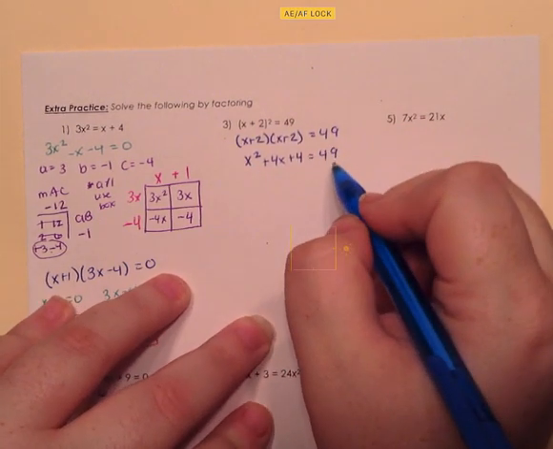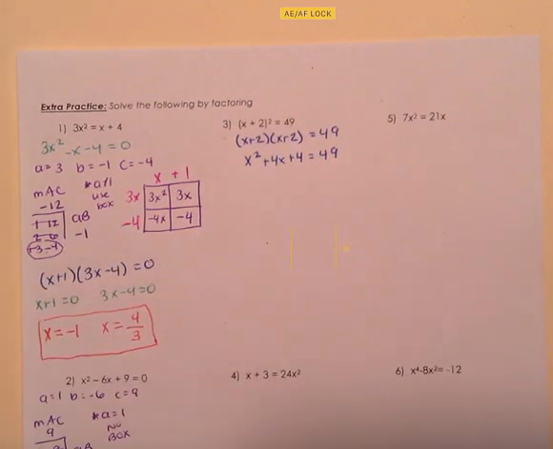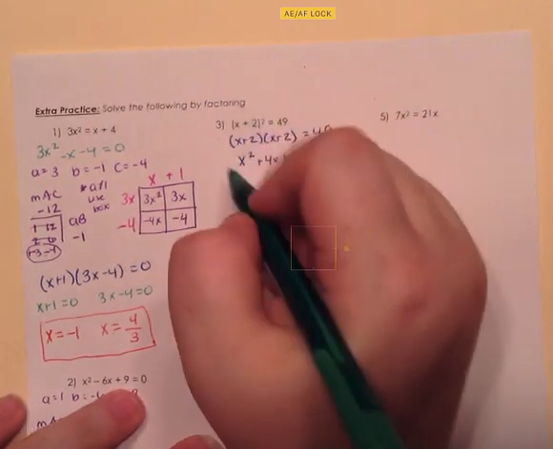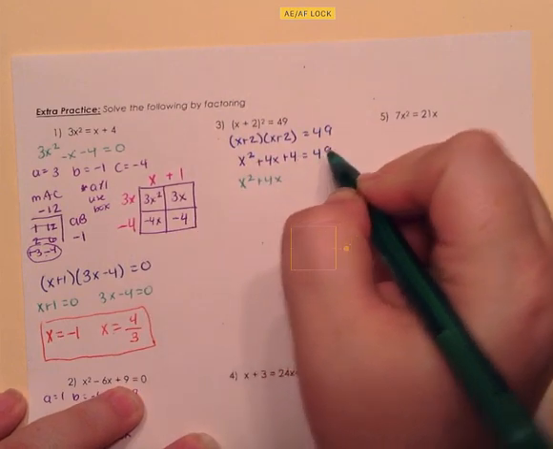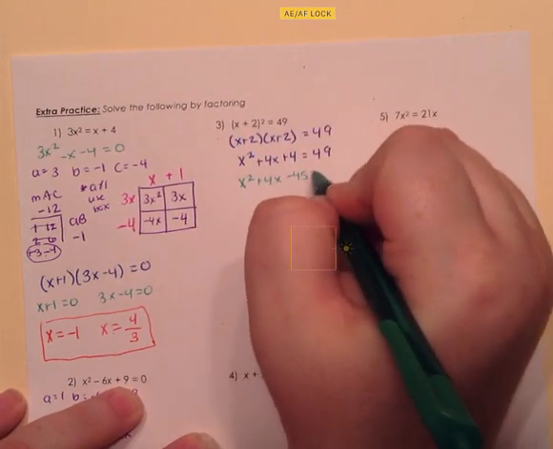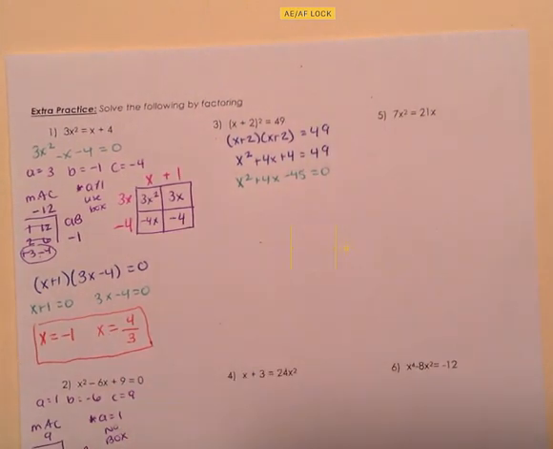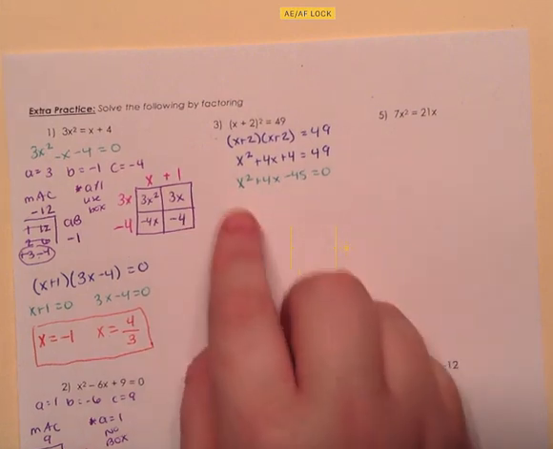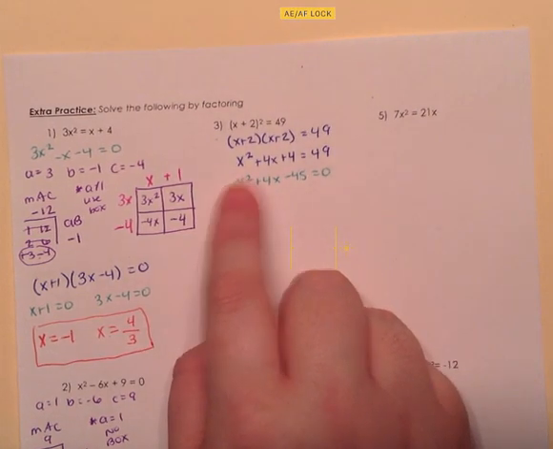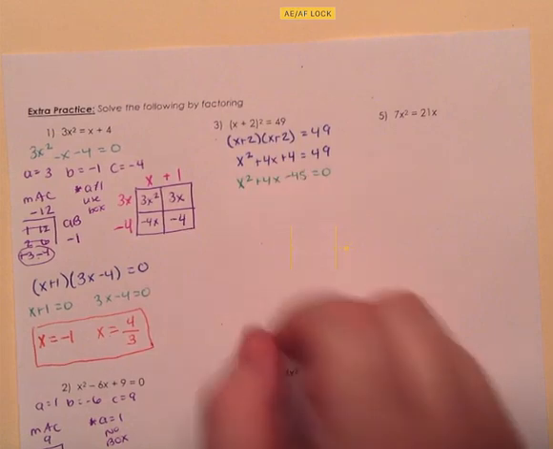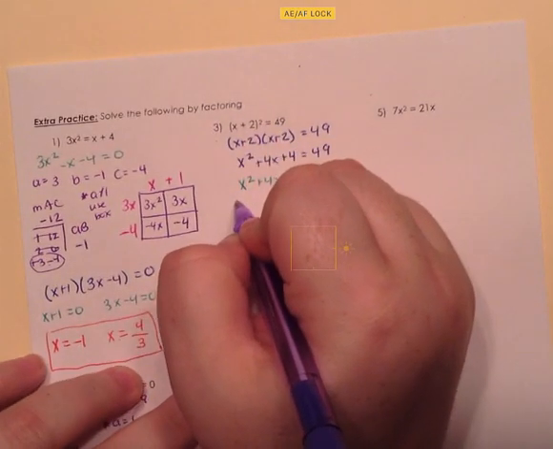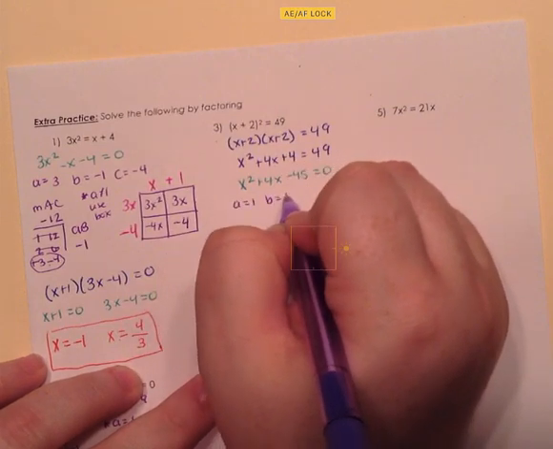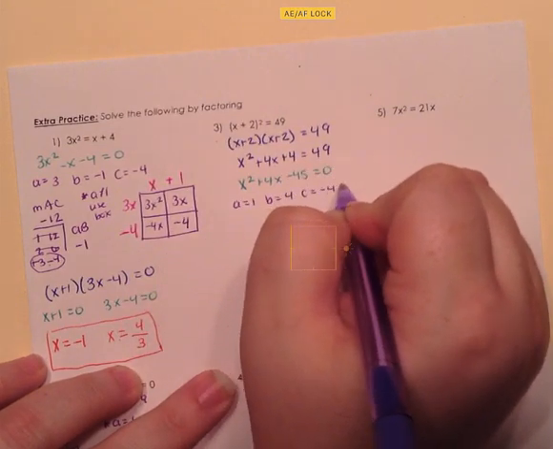Now to put it into standard form, we have to subtract the 49. So if we subtract the 49, we'd have x squared plus 4x, and then 4 minus 49 will be negative 45 equals 0. Now that it's in standard form, we can factor it. Our GCF will be a 1 because our smallest value is 1, and we don't have an x on the 45. So we can go straight into 3 terms as MAC AB. A is equal to 1, B is equal to 4, and C is equal to negative 45.